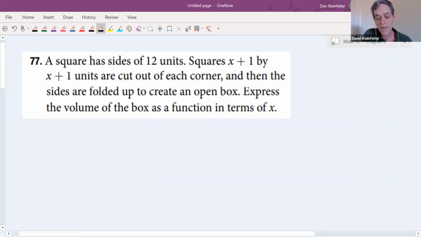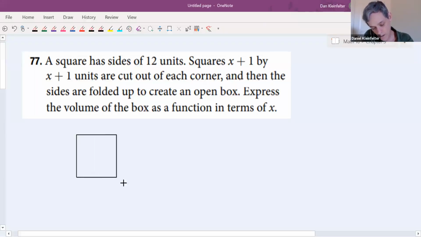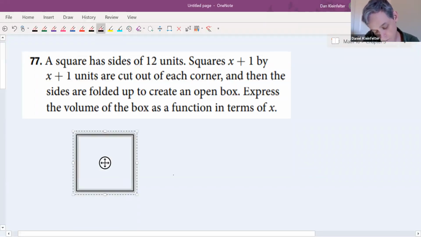And then it says squares of size x plus 1 by x plus 1 are cut out of each corner, and then the sides are folded up to create an open box. Express the volume of the box as a function in terms of x. So a good place to start with this is going to be with a picture. So let's see if we can draw the box first.